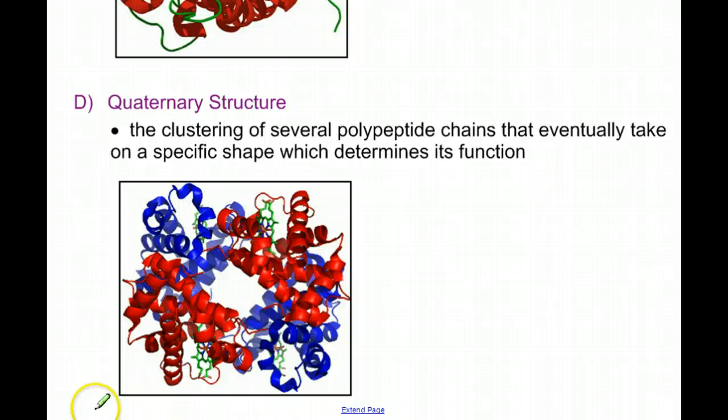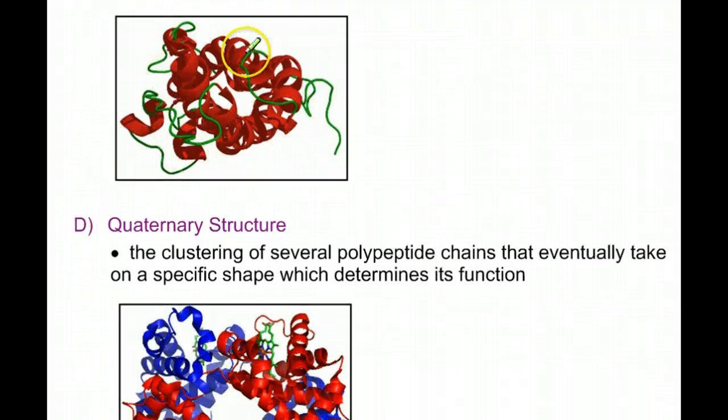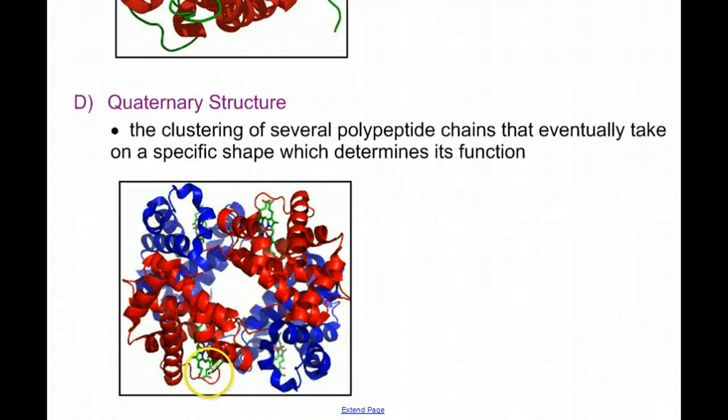In the quaternary, so the final subgroup of types of proteins, is basically now, if we look back at our tertiary, this was more complex because they continued to fold and bend and new forces were existing between the polypeptide chains. So if more than one of these were to come together, we can actually make an even more complex protein, and they call that quaternary. So it's the clustering of several polypeptide chains that eventually take on a specific shape. Now remember, the whole basis behind proteins and what they do is determined by its shape.